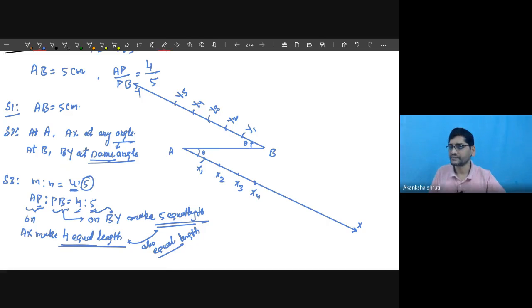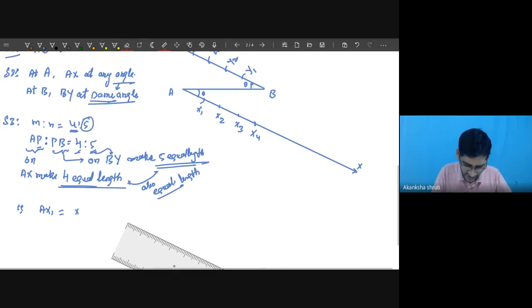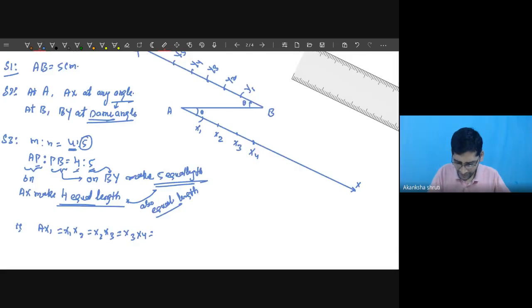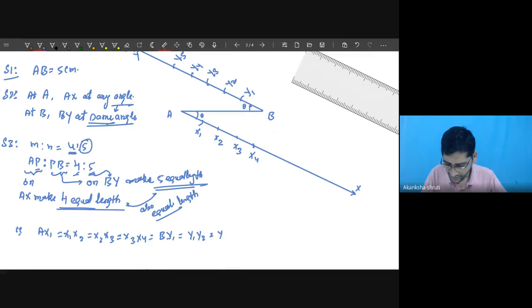Getting it, student? It's all. So all these lengths are equal. That is, what are here? AX1 is equal to X1X2, X2X3, X3X4. This should be the same as BY1. BY1 same as Y1Y2. So all these lengths should be the same. That is important. Y2Y3, Y3Y4, Y4Y5. That's all.